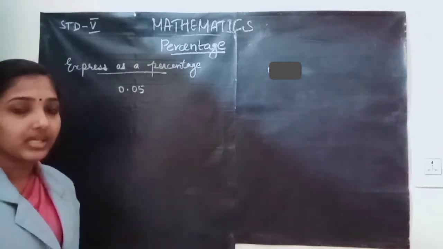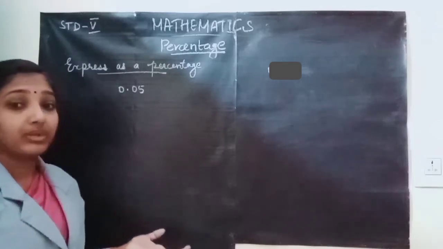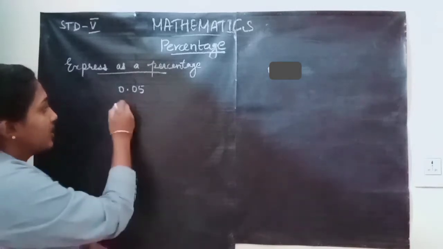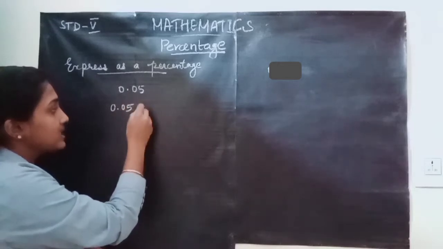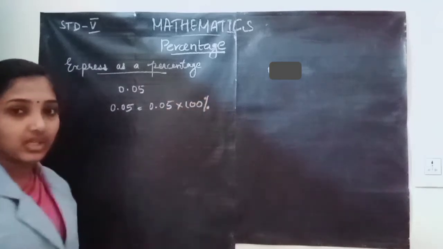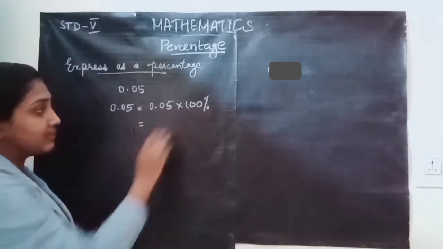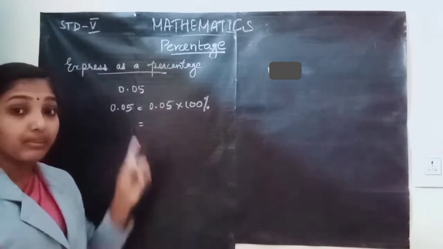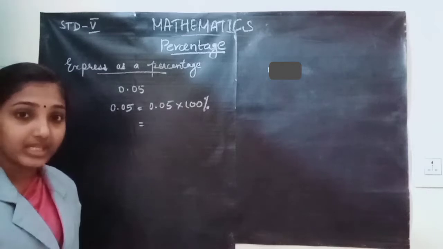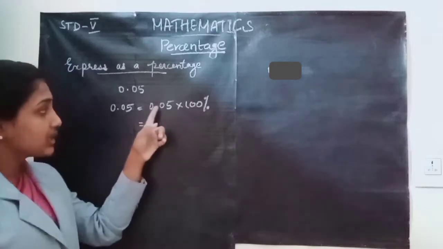Moving to our next one, see here, it's 0.05. It's a decimal number, right? We have to express this decimal number as a percentage. So what we have to do when we are converting a number into percentage, just multiply it with 100. Okay, so here 0.05 is equal to 0.05 into 100 percentage. And it is a decimal number, so to do the multiplication, we can convert this decimal number into a fraction. We know how to convert a decimal number into a fraction, right? We have already studied.